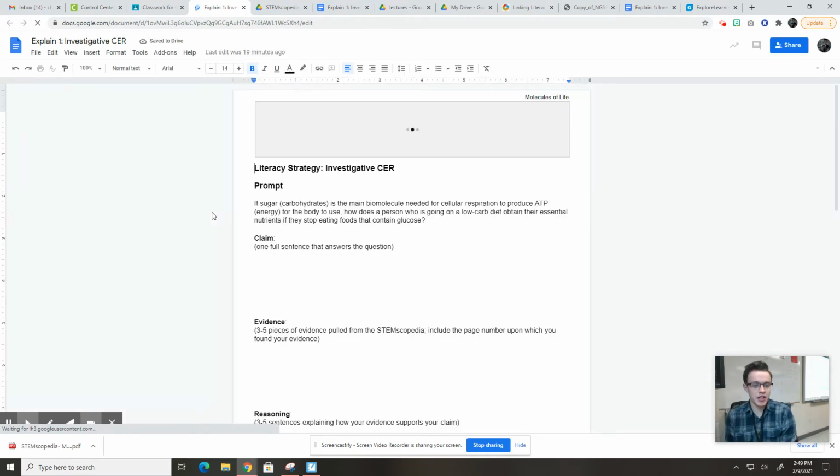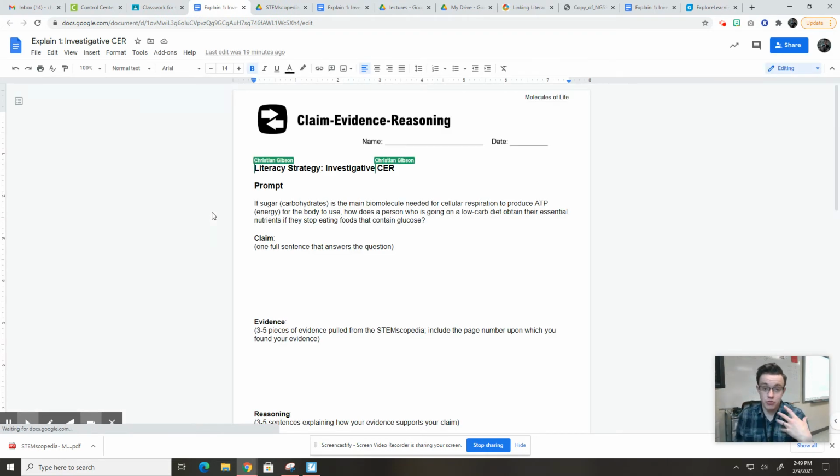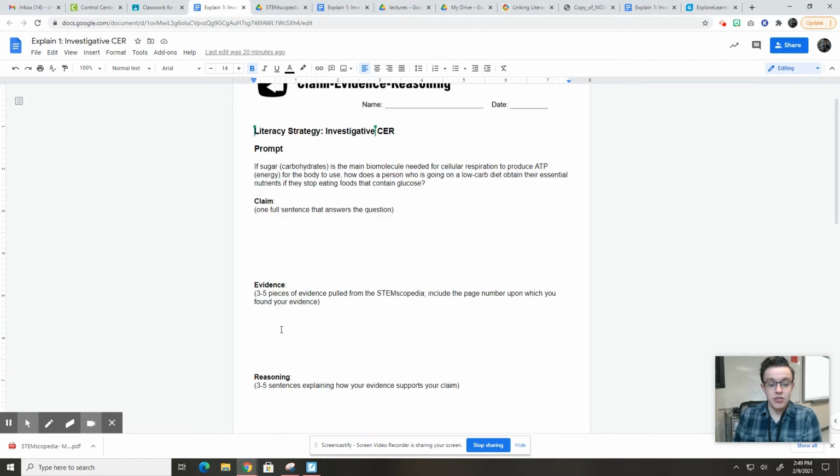So once you've skimmed that, you're going to open up this Google Doc, and here's your CER. Here's kind of the scenario. It says if sugar or carbohydrates, those are synonyms, is the main biomolecule needed for cellular respiration to produce ATP or energy for the body to use, how does a person who is on a low-carb diet, meaning they're not taking in any carbs or very low amounts of carbs or sugars, how do they obtain their essential nutrients if they stop eating foods that contain glucose?